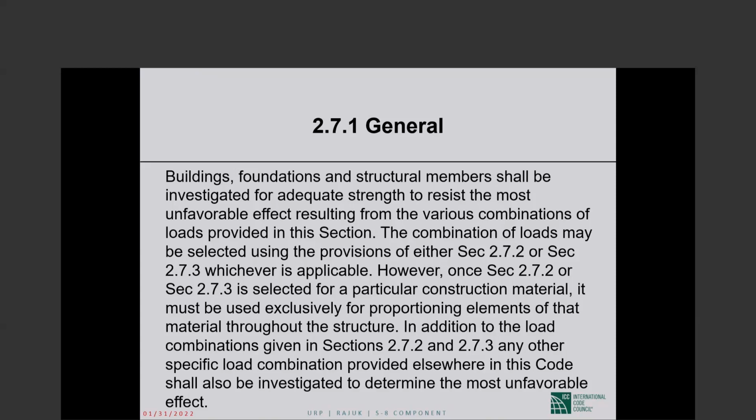However, once 2.7.2 or 2.7.3, allowable stress design or strength design, is selected for a particular construction material. So you have a structure in which you have parts constructed in masonry, parts constructed in wood. You have decided that you will do the masonry design by the strength design method. Okay, you have to stick to it for all masonry members.